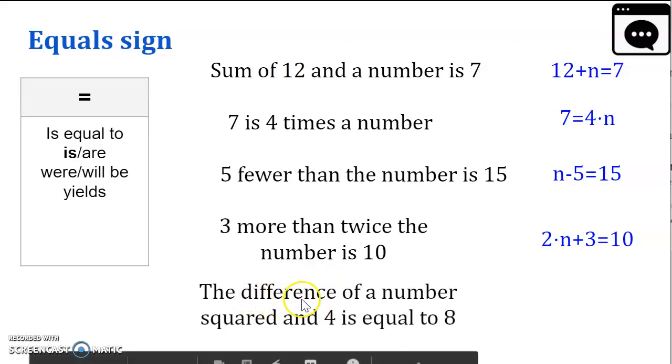Then finally, the difference of a number squared and 4 is equal to 8. The difference, remember that means subtraction, of a number squared. Number squared is an exponent. So then that's going to be n squared minus 4 is equal to, that's the equal sign, 8.